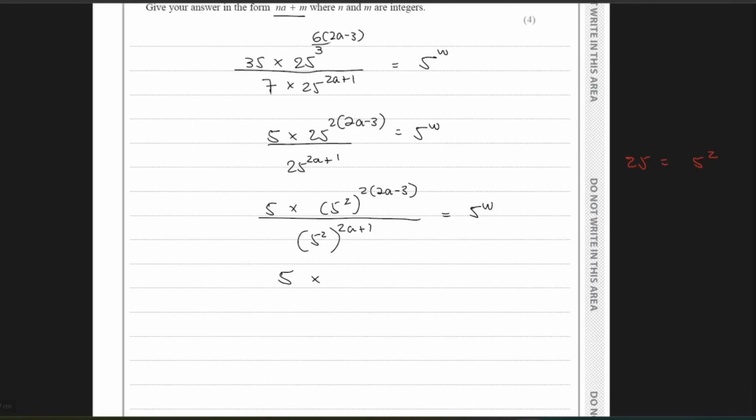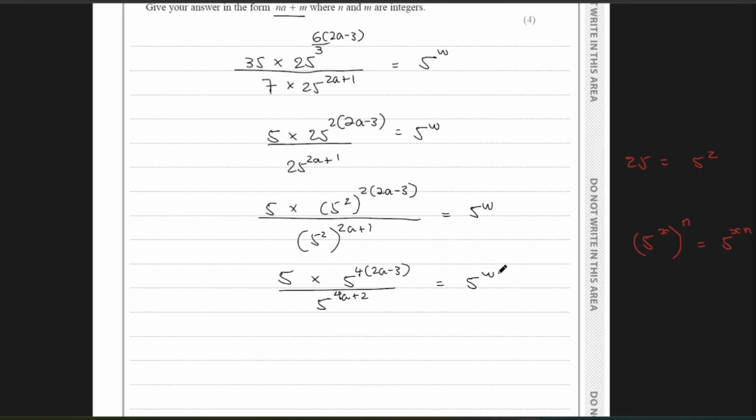So if we have 5 to the power x in brackets, and if we have another power on top of this bracket to the power n, we have to multiply these two powers, and this ends up becoming 5 to the power x times n. So just like that, here it becomes 5 to the power 2 times 2, which is 4, bracket 2a minus 3, divided by 5 to the power 4a. 2 times 2a is 4a, 2 times 1 is 2, 4a plus 2. And all of this equals 5 to the power w.